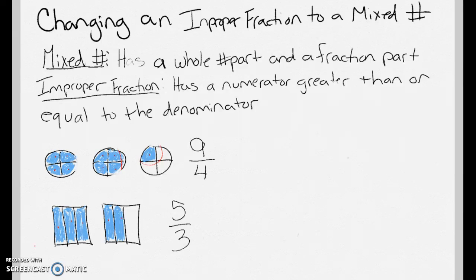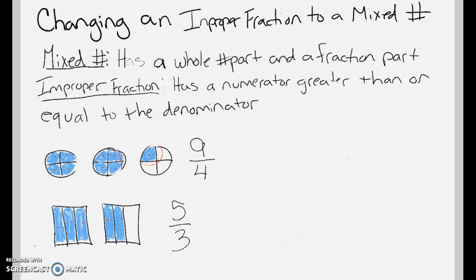Okay, this time we're going to change from our improper fraction to a mixed number. So I'm starting with the same examples that we used before, but I have it written out as an improper fraction first, and I want to show you how we go the opposite way. So again, you could draw out pictures, but at some point it's going to take too long to draw pictures and you need to know another way to do it.